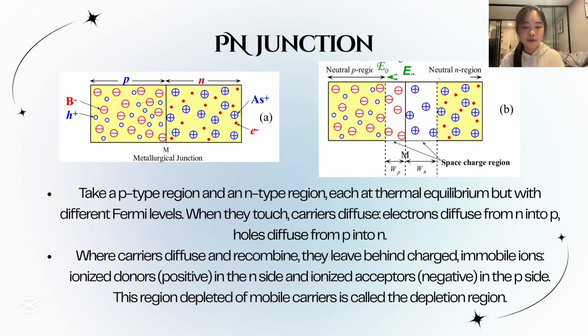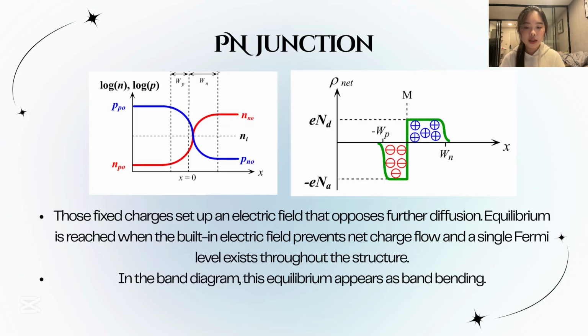When carriers diffuse and recombine, they leave behind charged, immobile ions: ionized donors, which are positive charge on the N side, and ionized acceptors, which are negative charge on the P side. This region depleted of mobile carriers is called the depletion region. Those fixed charges set up an electric field that opposes further diffusion.